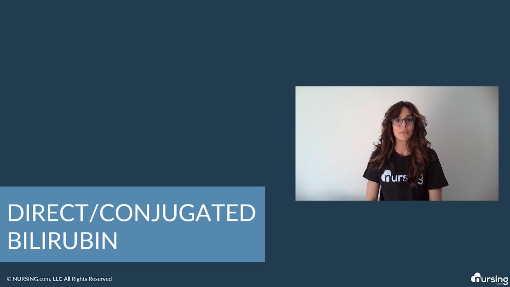We'll talk about conjugated or direct bilirubin. We'll talk about its normal value and how it's made in the body and what might cause it to be increased or decreased. Let's dive in.